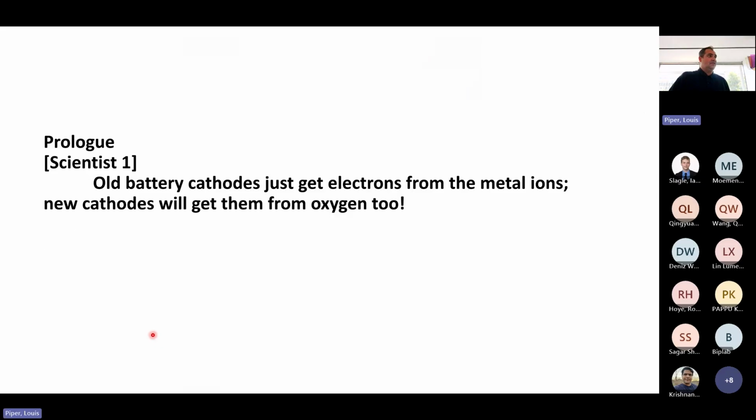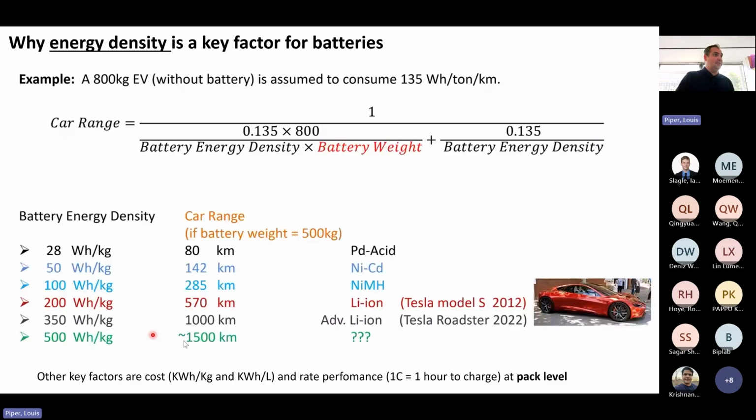So I'm going to start this presentation a bit like a series of stories. In the first one, a scientist is basically saying, well, old battery cathodes get electrons from the metal ions. New cathodes should also get more capacity, but from oxygen playing a role too.